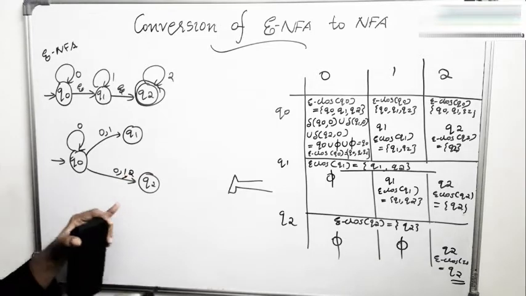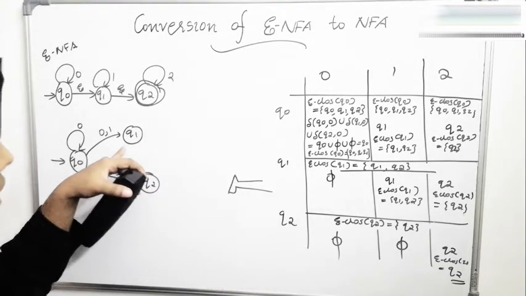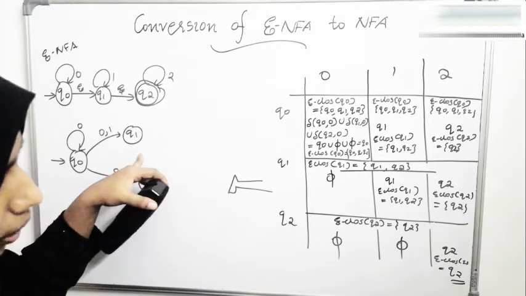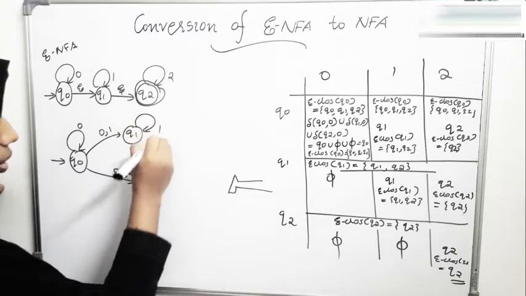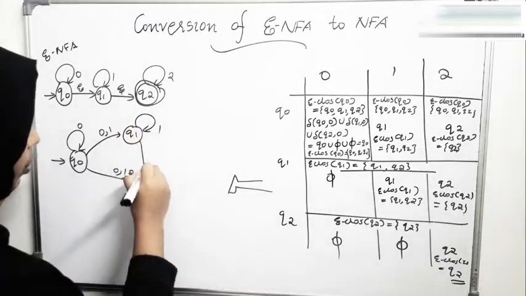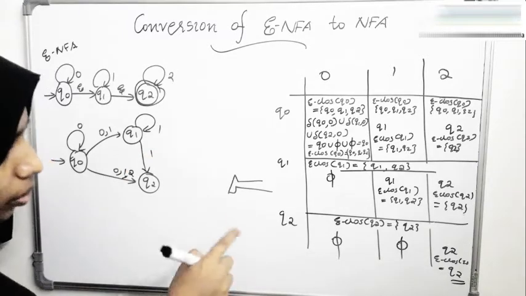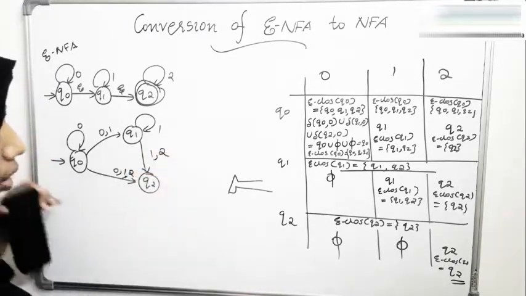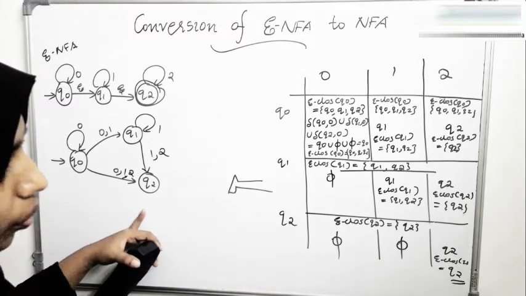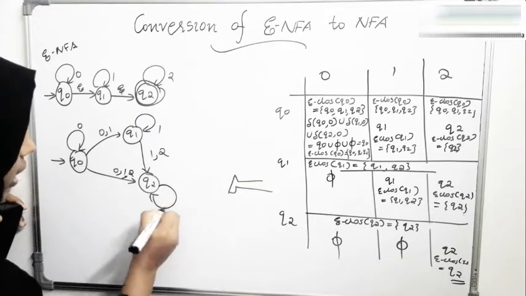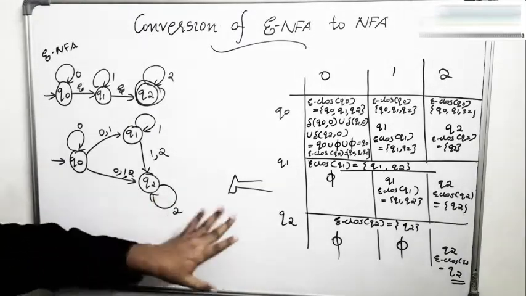Yeah, that's it. Now from Q1 on 0 you can't go anywhere. Then on 1 you can stay at Q1 or you can even go to Q2. Now on 2 you can go to Q2. Now from Q2, on 0 you can't go anywhere. On 1 you can't go anywhere. On 2 you can stay at Q2 itself. So this is the transition diagram for the NFA.